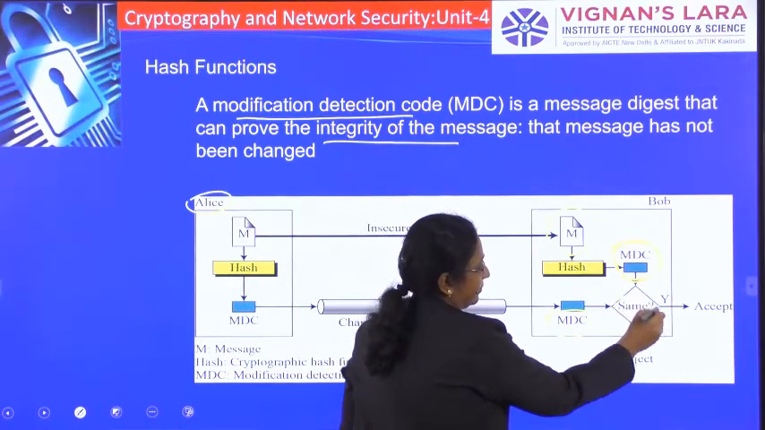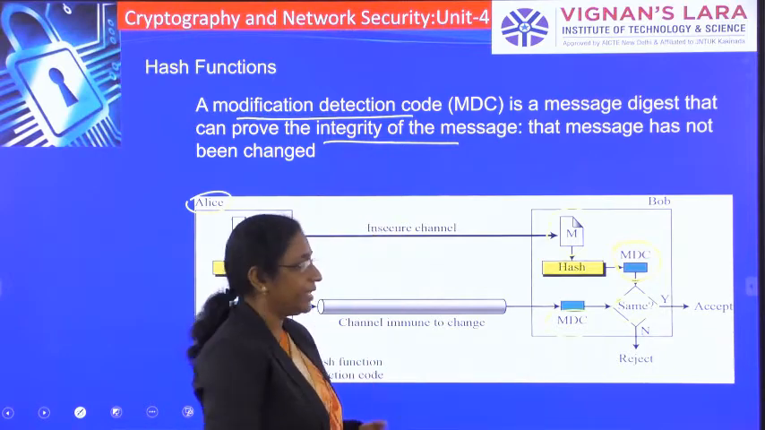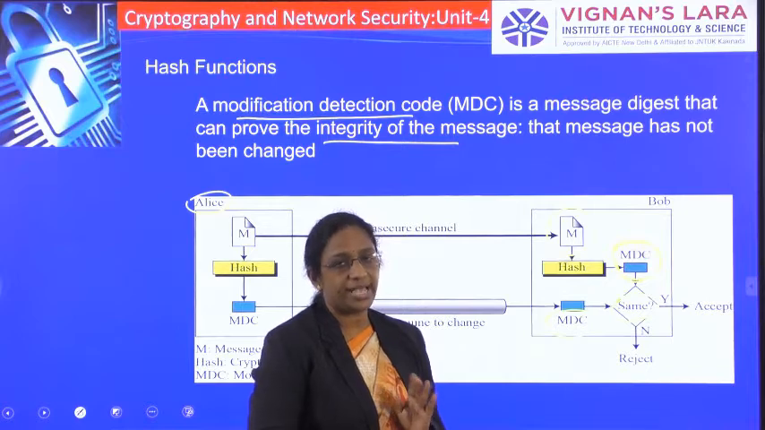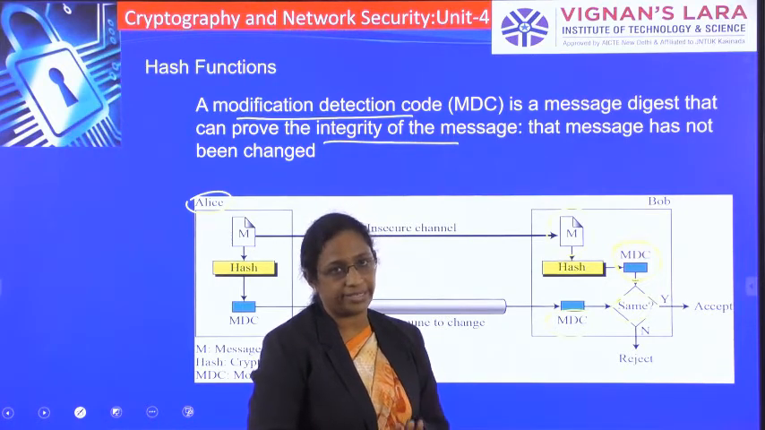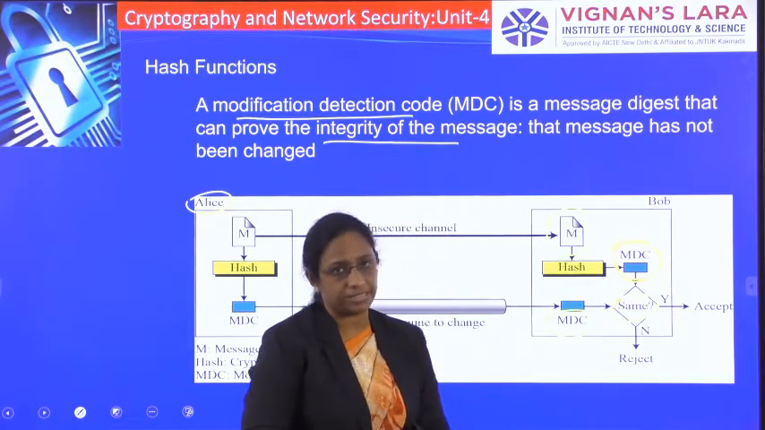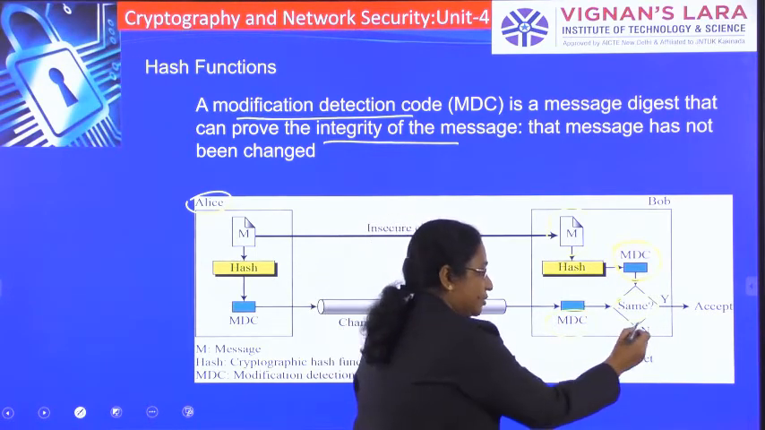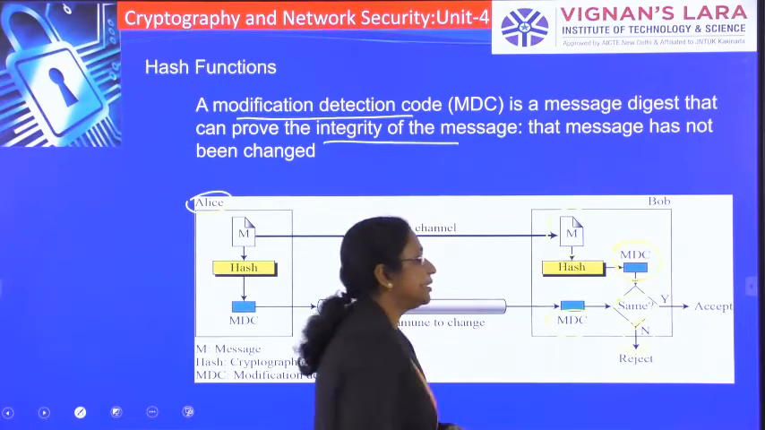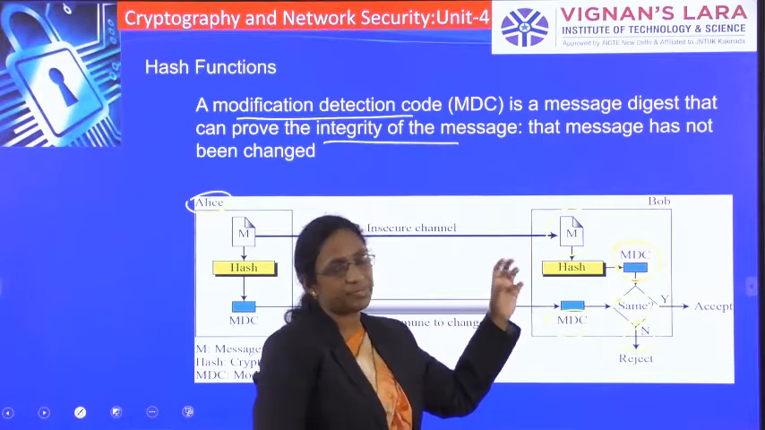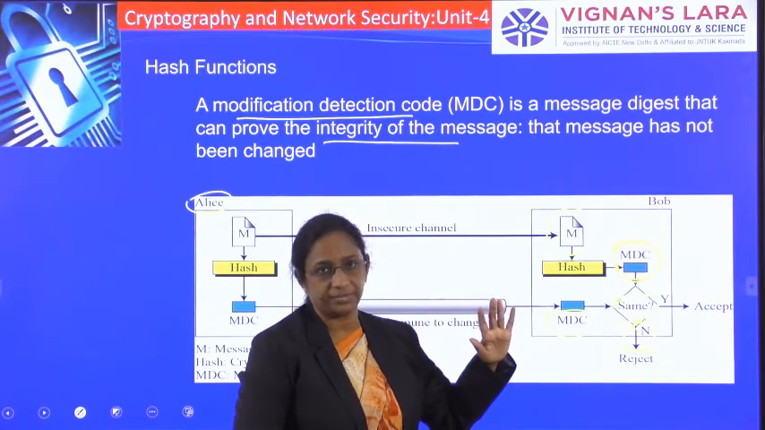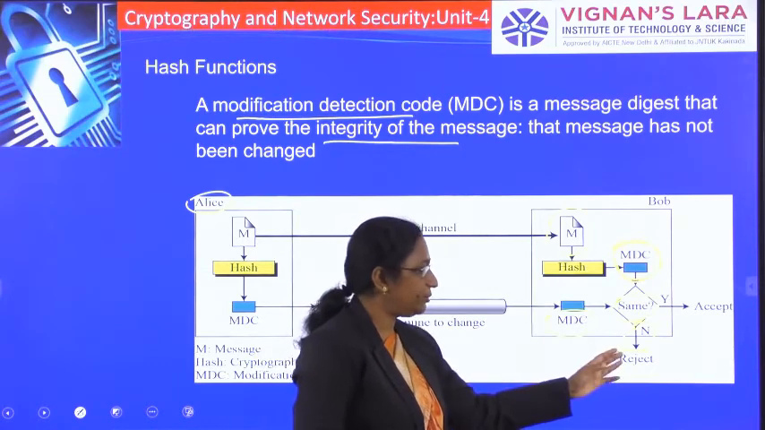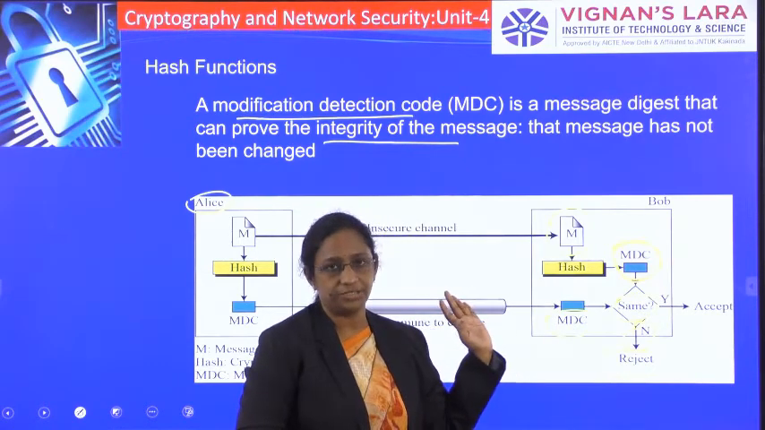If both codes are the same, he will accept the message, which means that the message has not been altered by any unauthorized person. If both these codes are not the same, Bob will reject the message, because some unauthorized person has done some alterations on the message. Since somebody has tampered with the message, Bob will reject it.